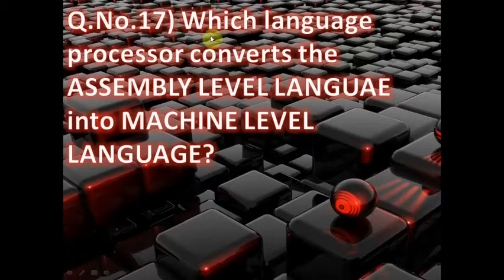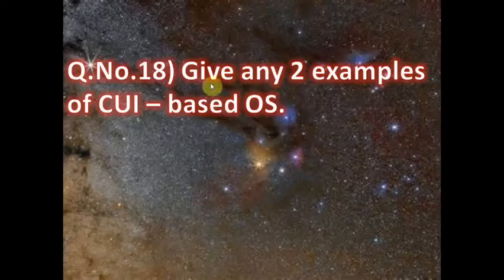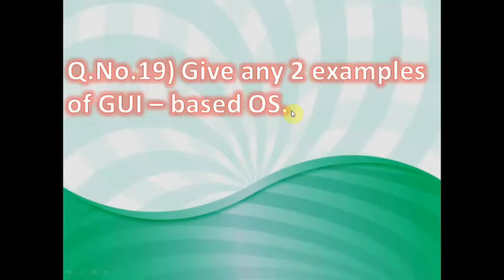Now question number 17, which language processor converts the assembly level language into machine level language? Here you have to write the name of the language translator. Now question 18, give any two examples of CUI based operating system. Here you have to give any two examples of CUI based operating system.